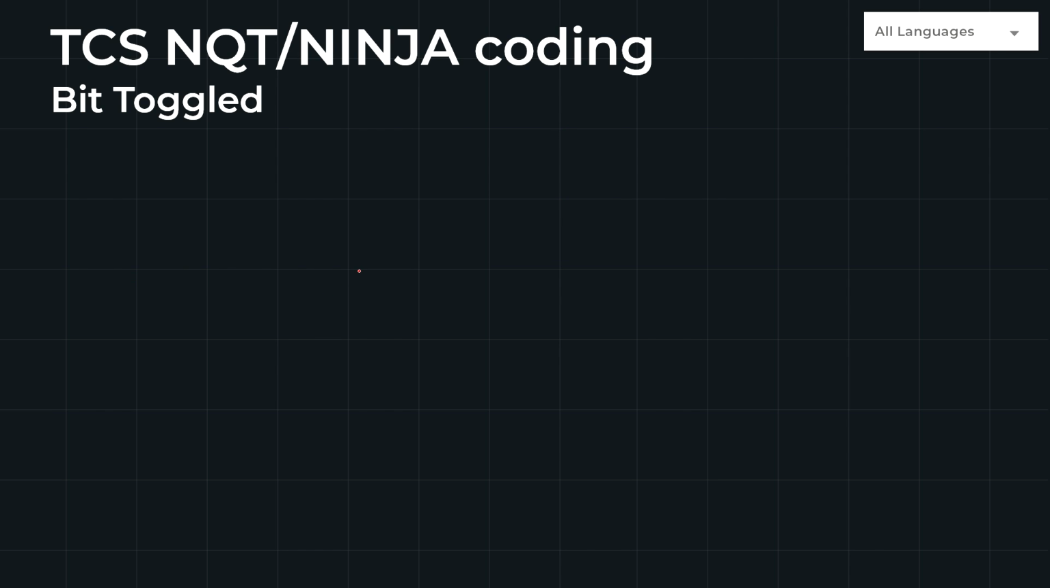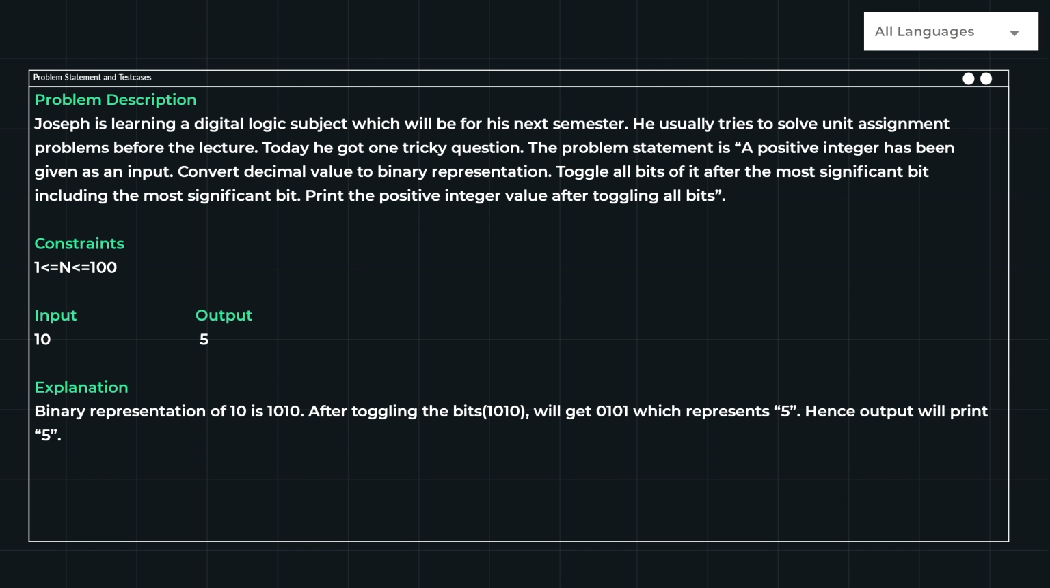Let's see what the code tells. Now Joseph has a number, and what he needs to do is flip or toggle all the bits in binary of that number. Suppose the number is 10. At first, 10 in decimal is what in binary? That is 1010 in binary.